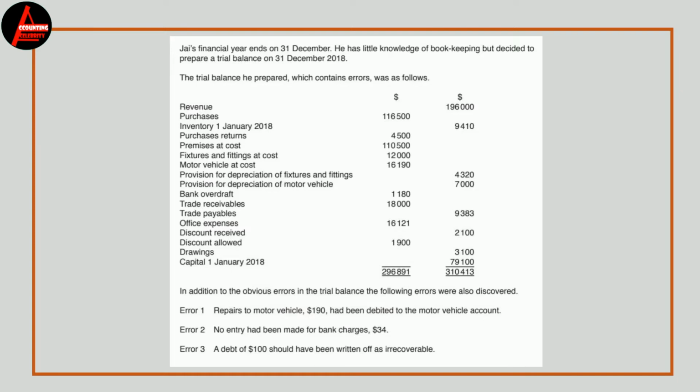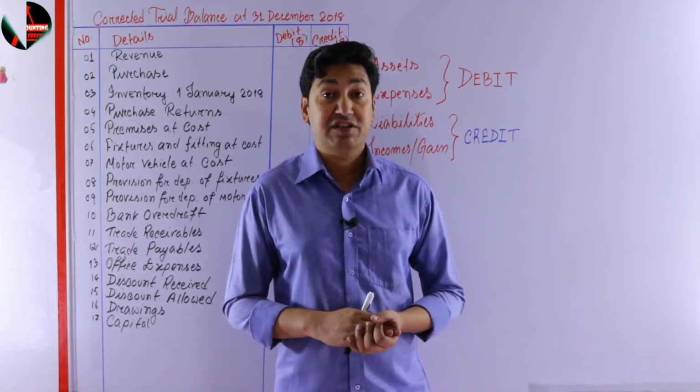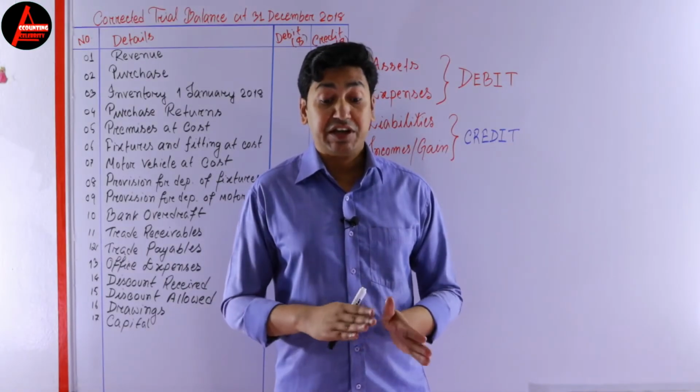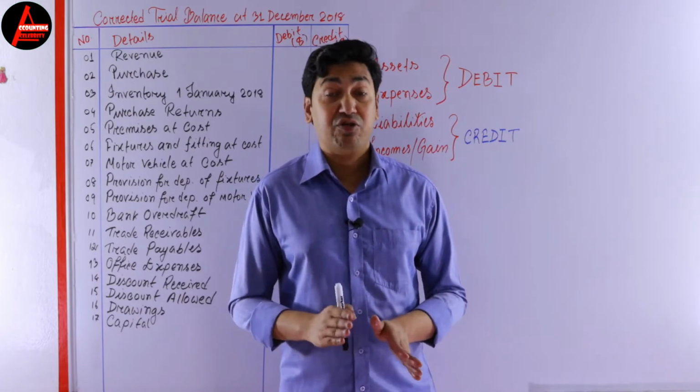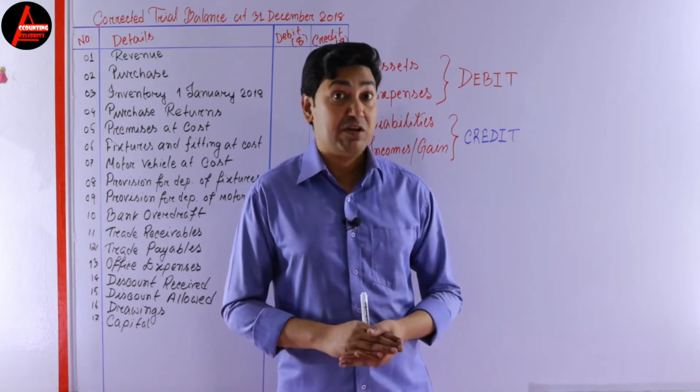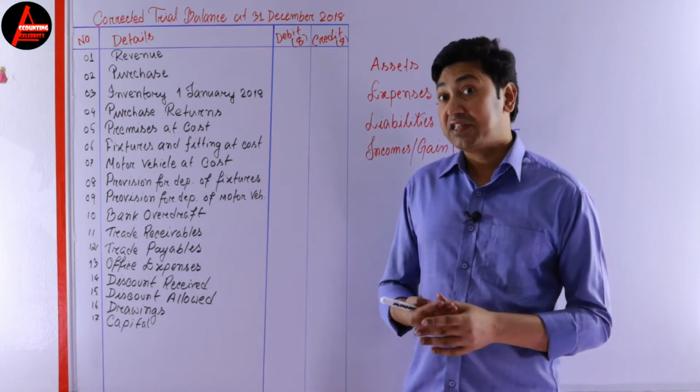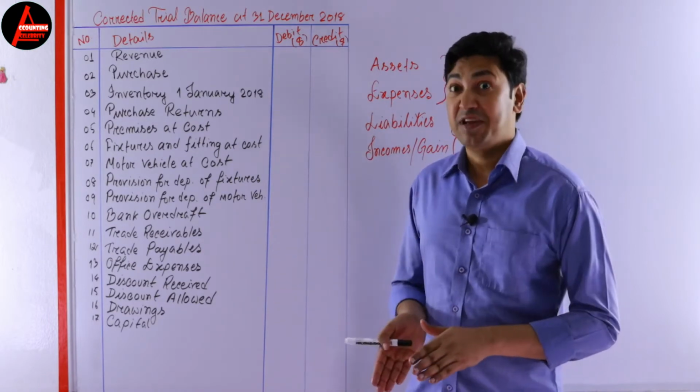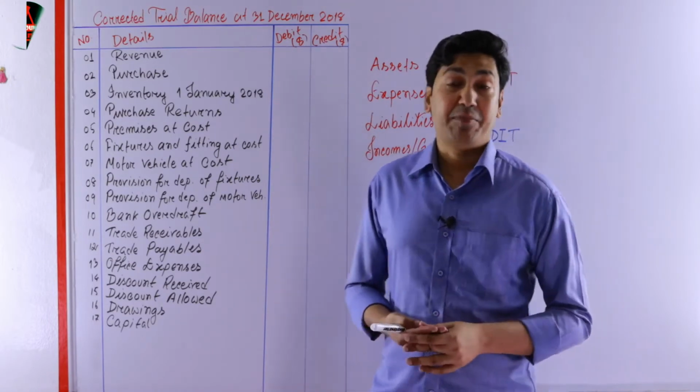In addition to the obvious errors in the trial balance, the following errors are also discovered. So there are 3 errors here. These errors were discovered after preparing this trial balance. If we rectify these errors, maybe our trial balance will be balanced. Let us see what happens later.